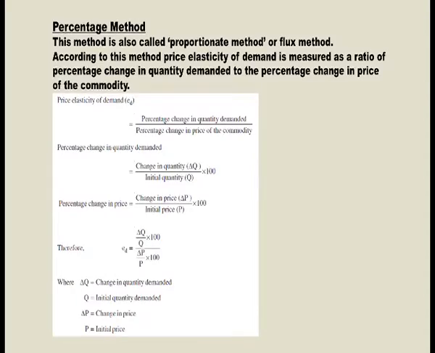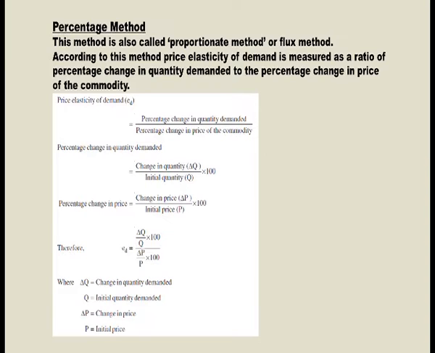According to percentage method, price elasticity of demand is measured as a ratio of percentage change in quantity demanded to the percentage change in price of the commodity. We can have the formula here. For the percentage method, price elasticity of demand is measured as the percentage change in quantity demanded divided by percentage change in price of the commodity.